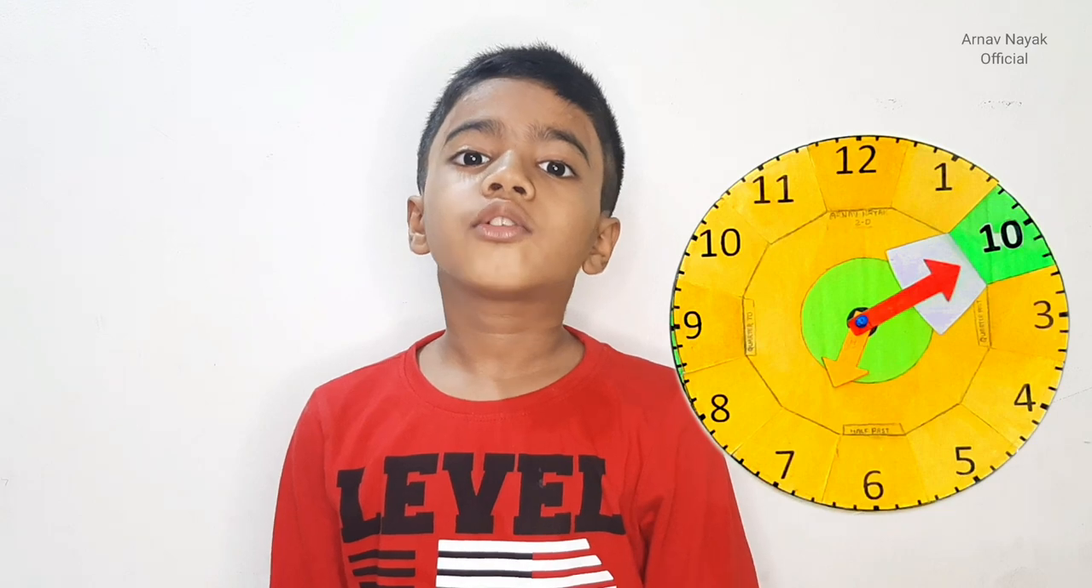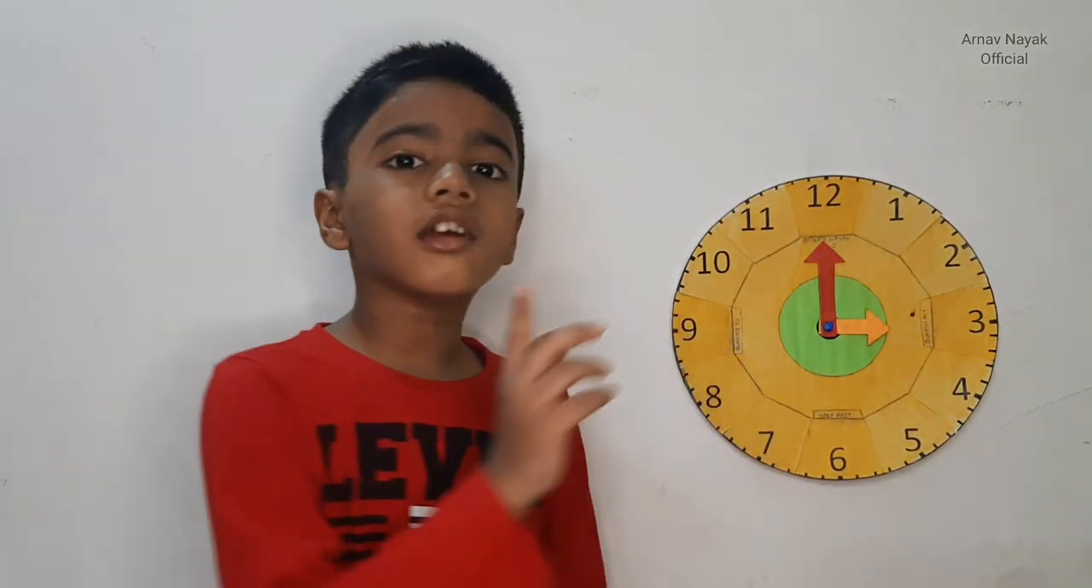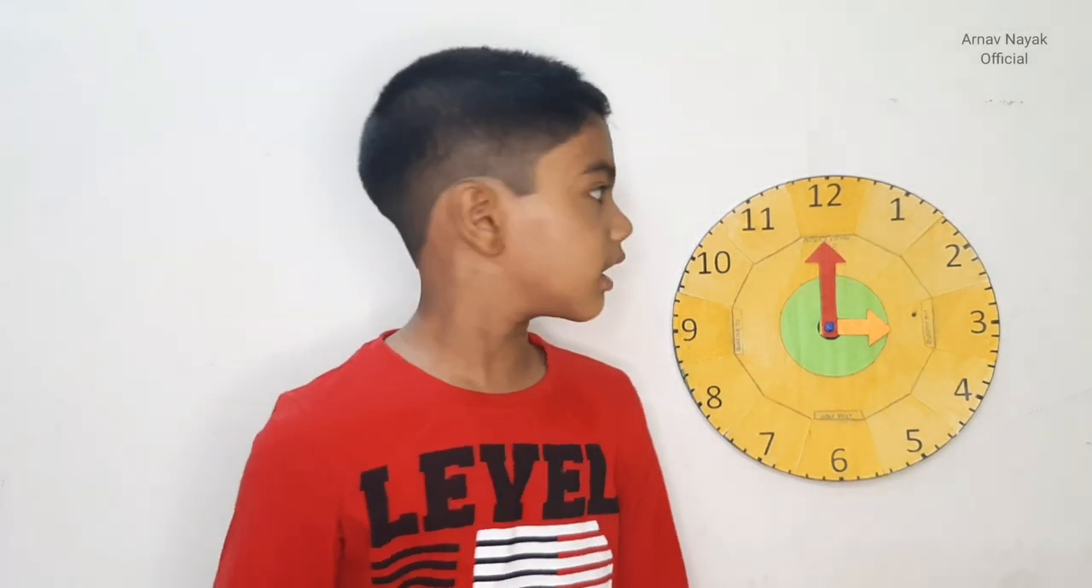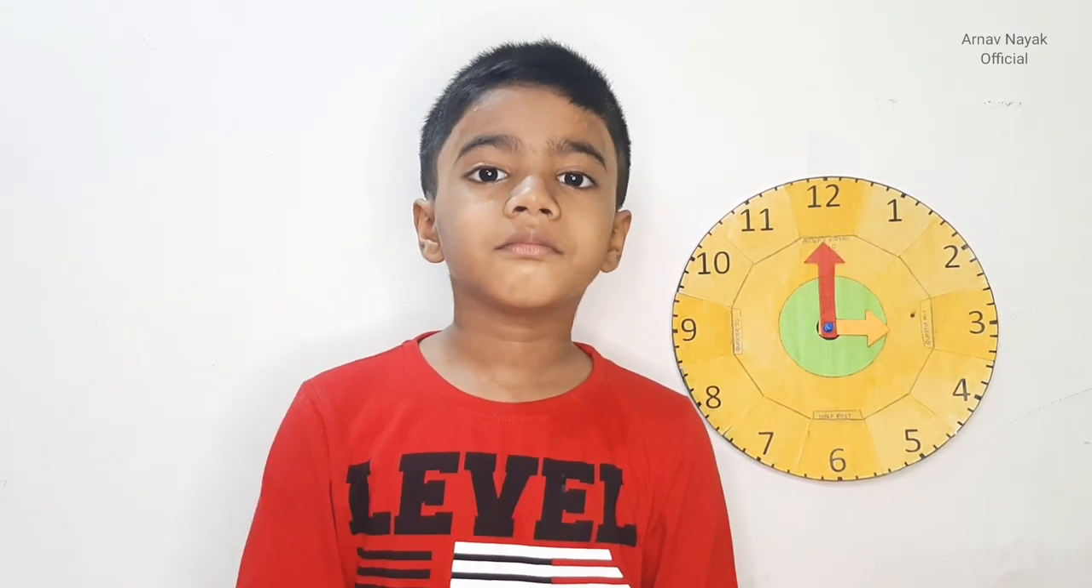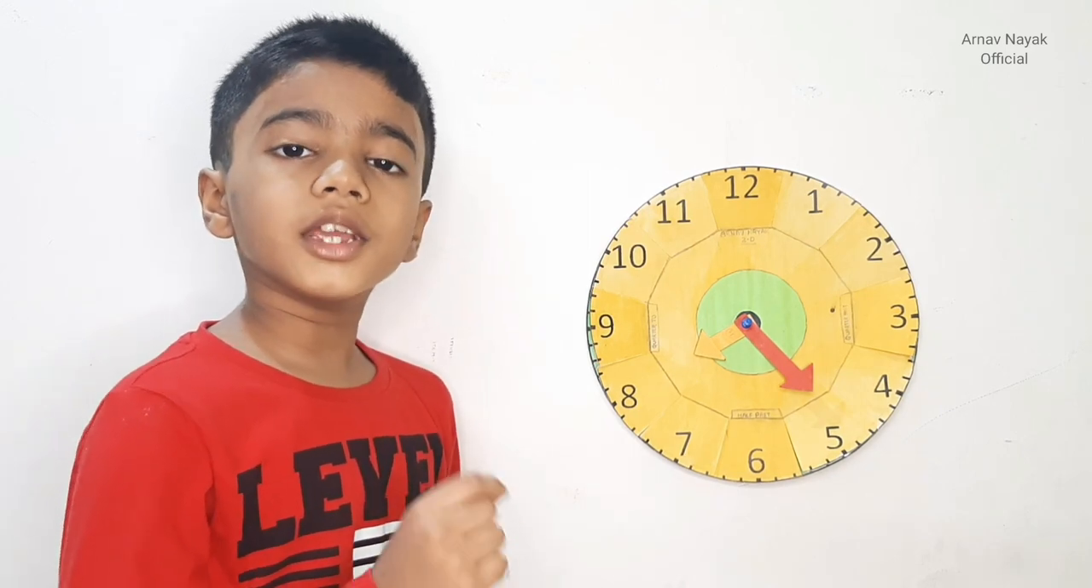For children it is very difficult, but I will tell you the easiest way to learn time. Friends, I have made this interesting clock for you so you can learn time very easily. If you know 5's table, then it is very easy to learn time. Friends, I have written 5's table below each number.